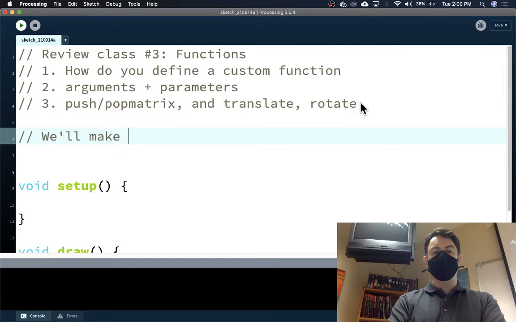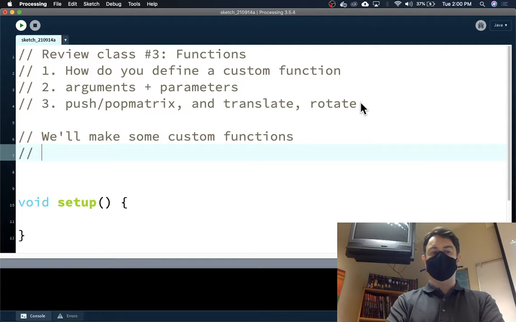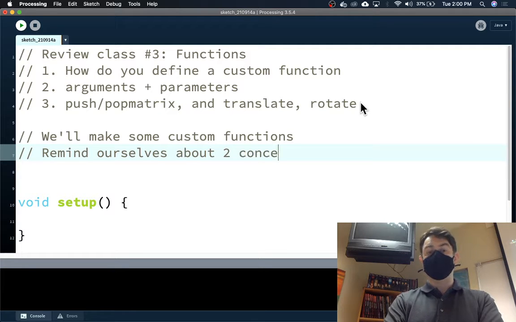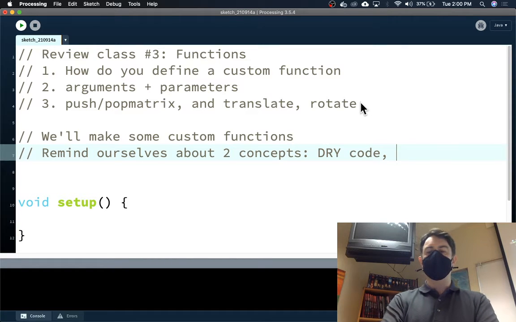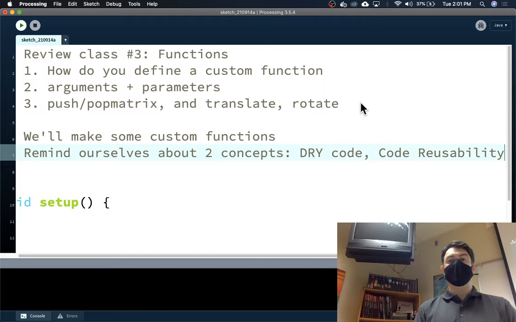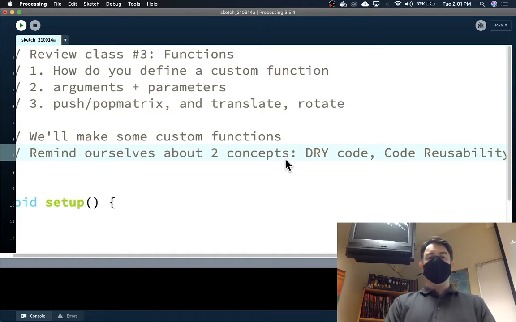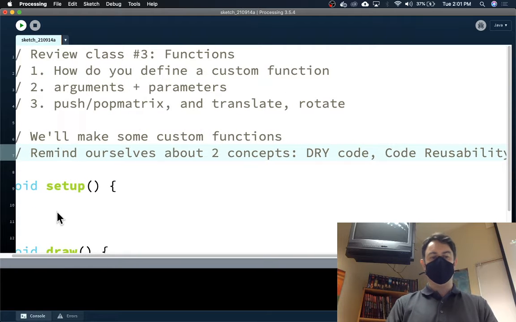So we'll make some custom functions, and we're also going to remind ourselves about 2 important concepts. So one of them is DRY code, which we talked about last year. Don't repeat yourself is what DRY stands for. And also code reusability, which isn't something we talked about too much last year, but is an important concept. So we will touch on all these things, as well as make some fun functions.